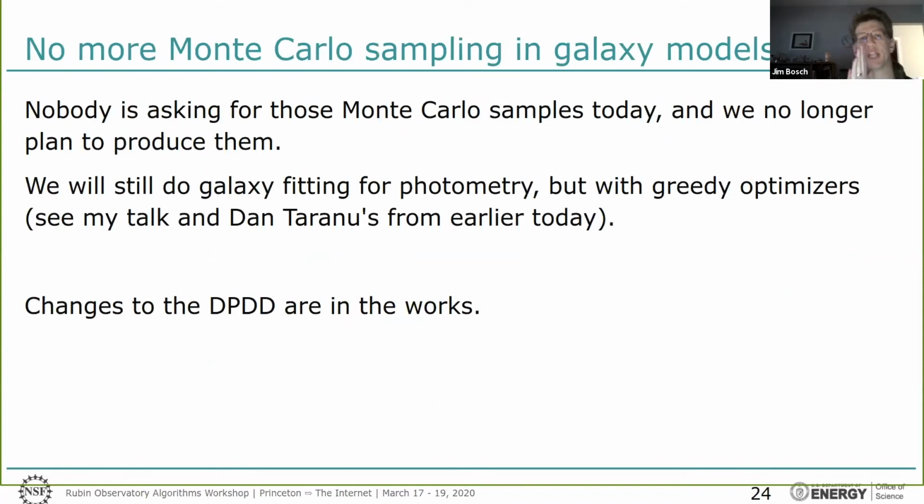So the first big change here is that we're not really planning to do that Monte Carlo sampling of the galaxy models. Nobody's asking for them today, as far as I know, and we no longer plan to produce them. I'm not sure that anyone was ever really asking for them. They were sort of a placeholder for what we thought the community would want in 2020. I think we will still absolutely do galaxy fitting for photometry, but with greedy optimizers, and that's more what I talked about this morning and what Dan talked about this morning. So changes to the DPDD are in the works. These have not been formally approved through all the LSST organization, but it's what the team that's doing the implementing on the ground has been thinking.